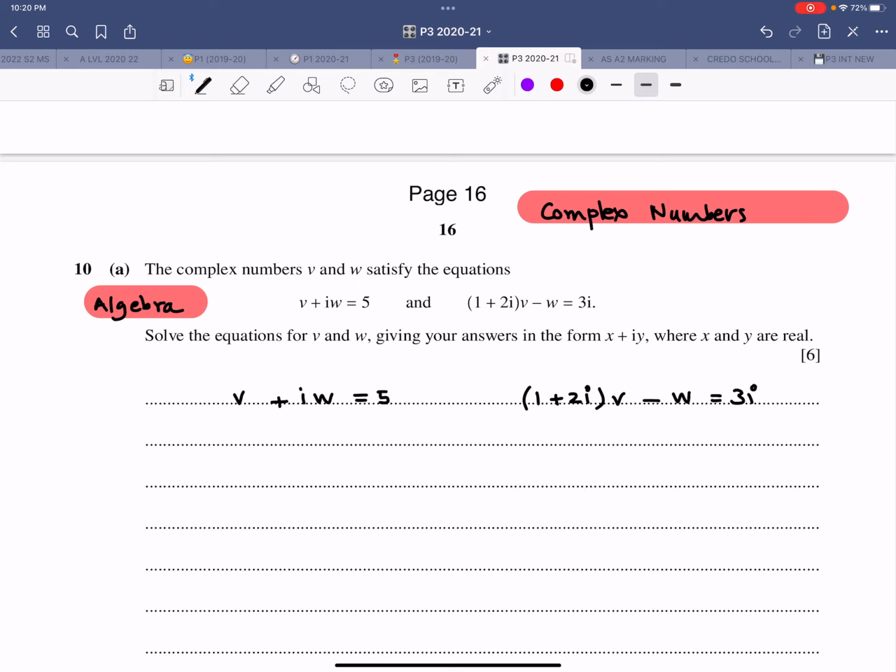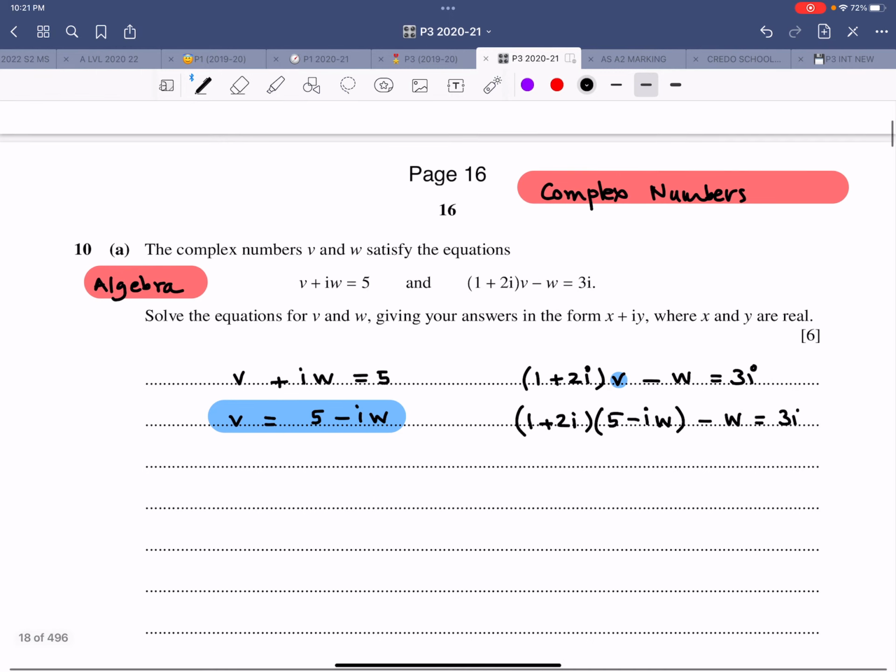So now if I make v the subject, what happens? v is 5 minus iw. That makes sense. Now once you have made this the subject, plug in v over here. So now 1 plus 2i into 5 minus iw, minus w, is equals to 3i. Basically we have to make w the subject.